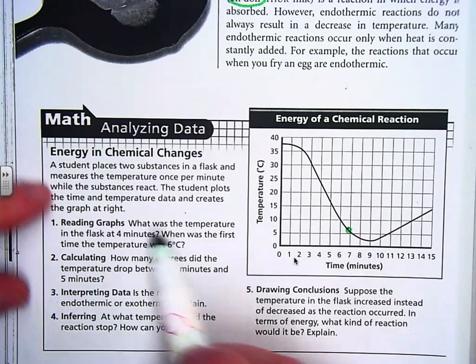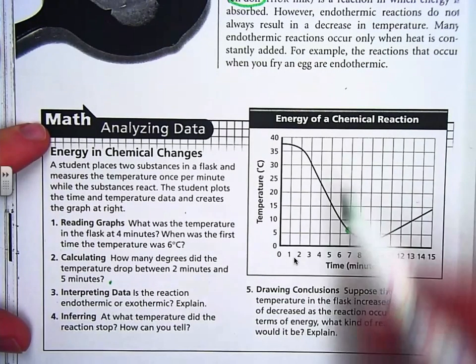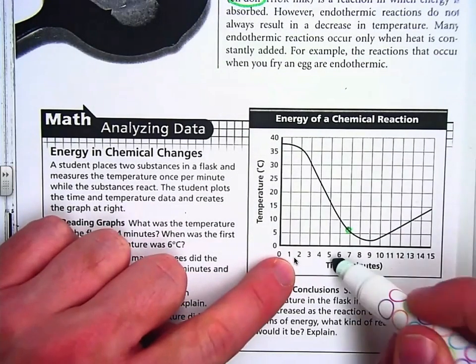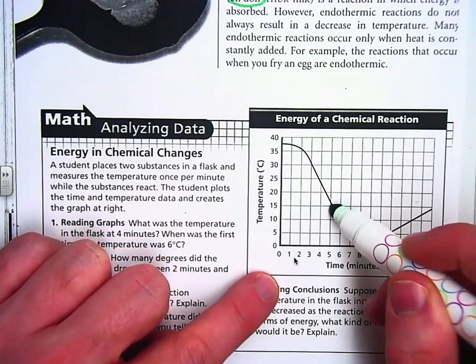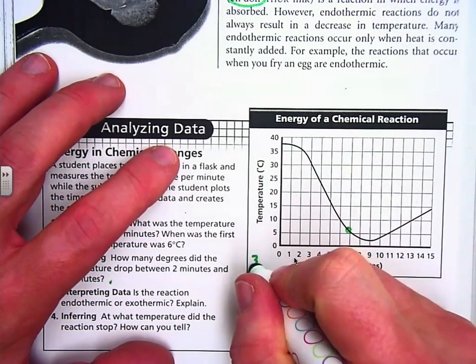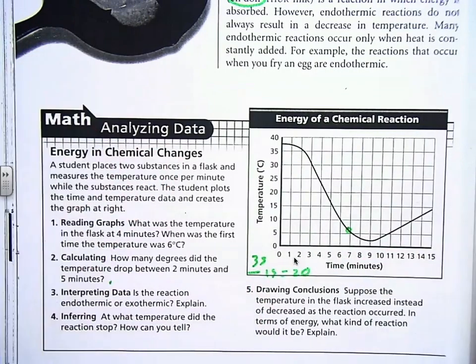Calculating. How many degrees did the temperature drop between 2 minutes and 5 minutes? All right. So at 2 minutes the temperature was about 35 degrees, and at 5 minutes the temperature was about 15 degrees. So it looks like it went down about 20 degrees. 35 minus 15 equals 20. All right.